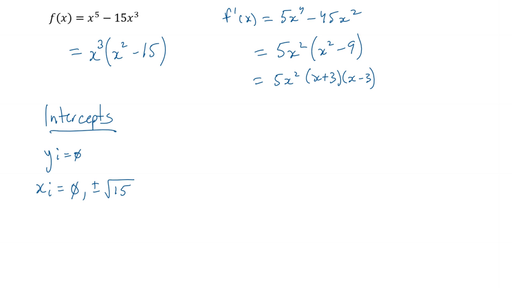That looks like about 3.9. So negative 3.9 and positive 3.9. That makes sense. Almost 4.